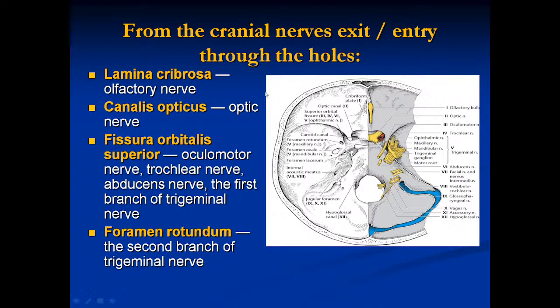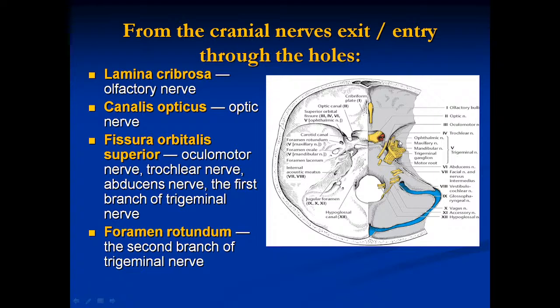From the skull, cranial nerves exit through holes. You know this information too. Repeat after me. Through the lamina cribrosa goes the olfactory nerve. Then through the canalis opticus, this is canalis opticus, goes the optic nerve. Next, fissura orbitalis superior. Through this fissura go the oculomotor nerve, trochlear nerve, abducens nerve, and the first branch of the trigeminal nerve.